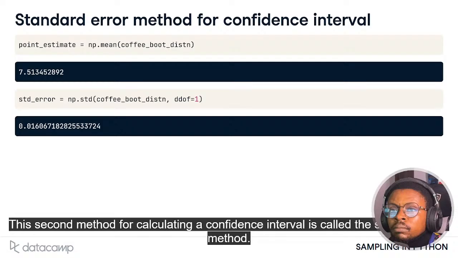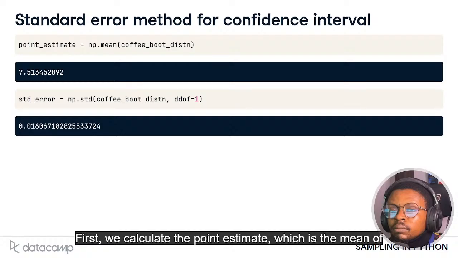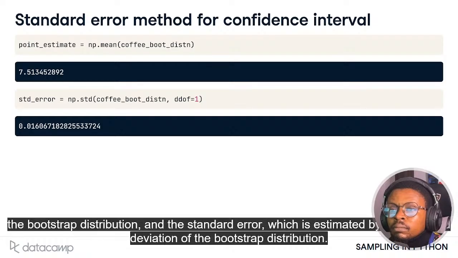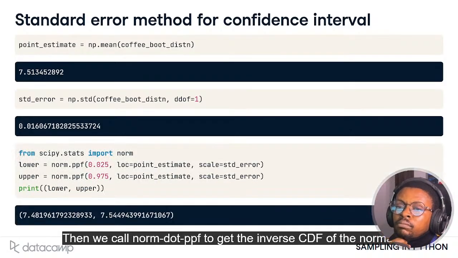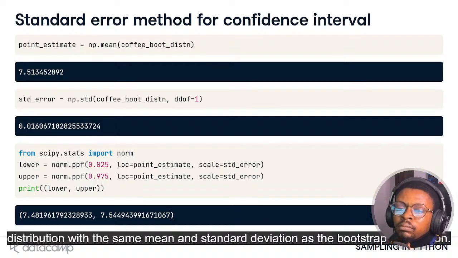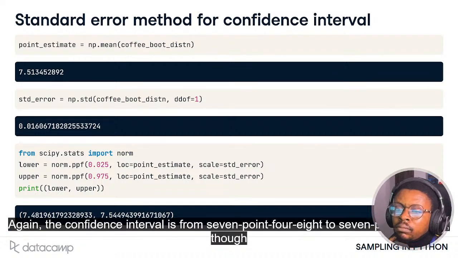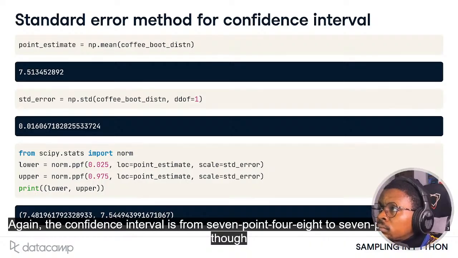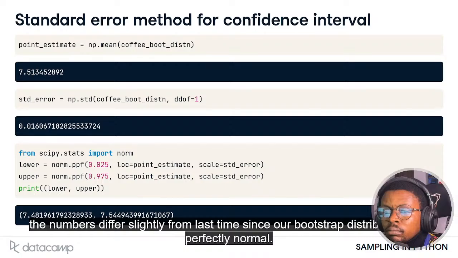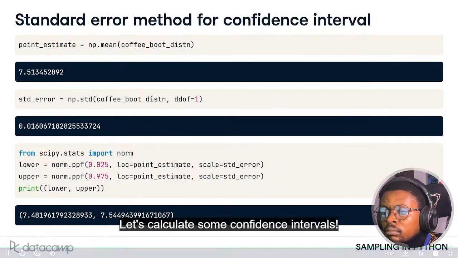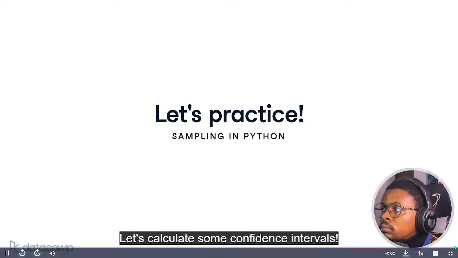This second method for calculating a confidence interval is called the standard error method. First, we calculate the point estimate, which is the mean of the bootstrap distribution, and the standard error, which is estimated by the standard deviation of the bootstrap distribution. Then, we call norm.ppf to get the inverse CDF of the normal distribution with the same mean and standard deviation as the bootstrap distribution. Again, the confidence interval is from 7.48 to 7.54, though the numbers differ slightly from last time, since our bootstrap distribution isn't perfectly normal. Let's calculate some confidence intervals.